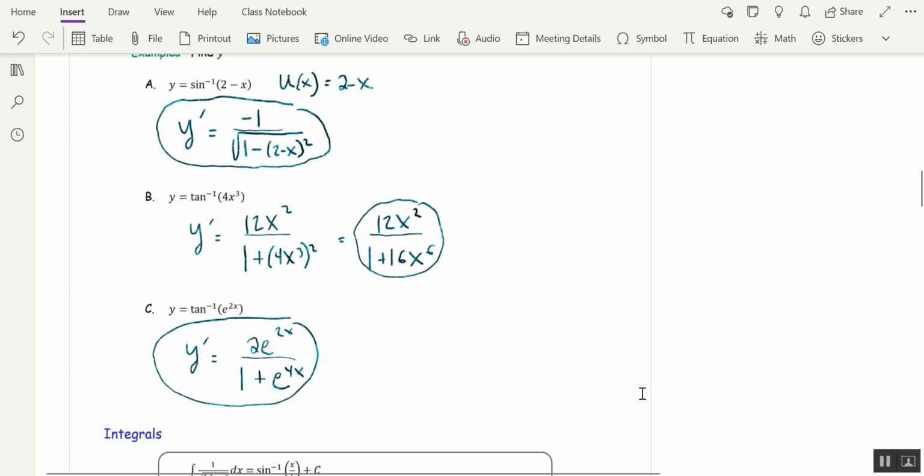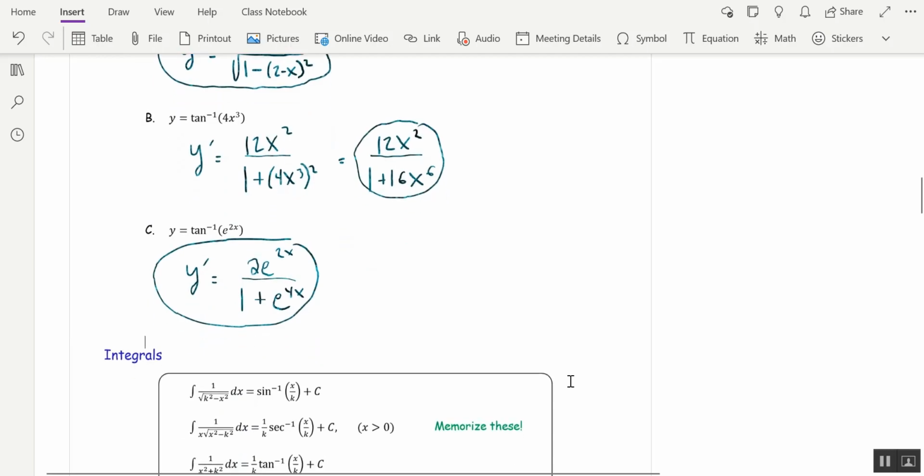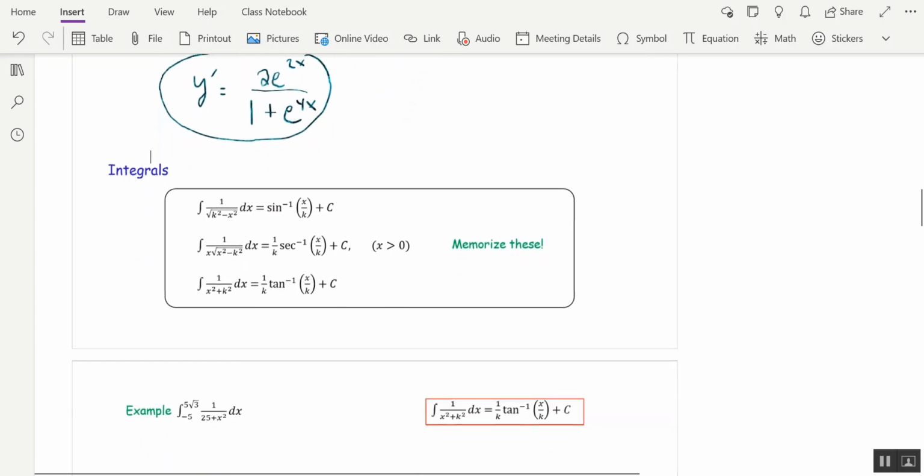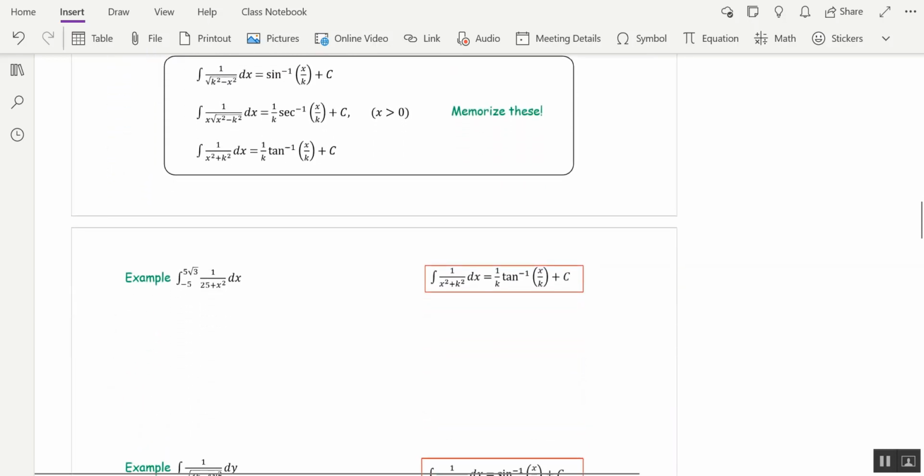Okay, the sister formulas for the derivative formulas are the integral formulas, and these come straight from your integral Bible, so let's just jump right in and do 3 examples. The first one is a tangent inverse, and my k in this case, if we look at this formula from your Bible, the k is 5. So this is equal to 1/5 tangent inverse of x over 5, evaluated from -5 to 5 root 3.